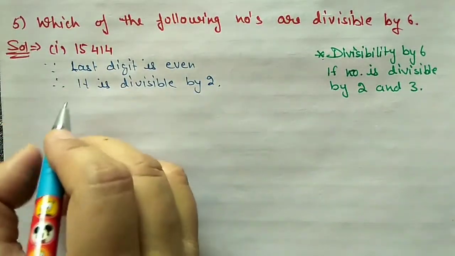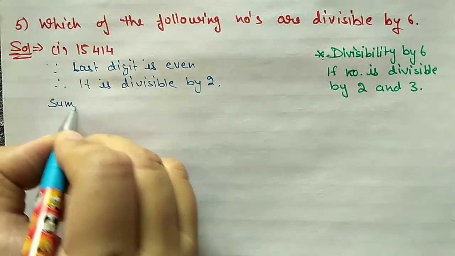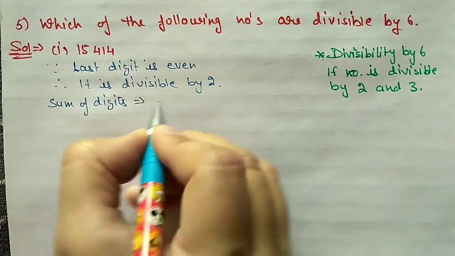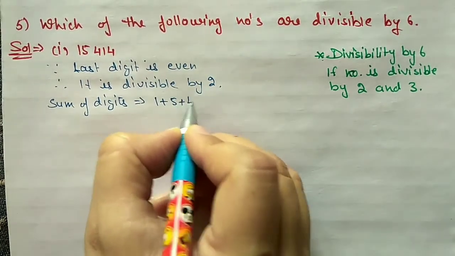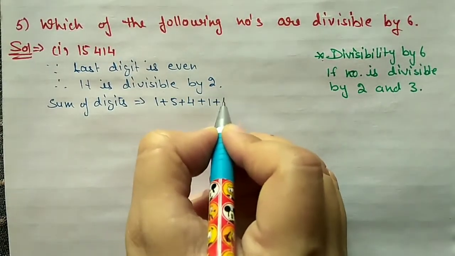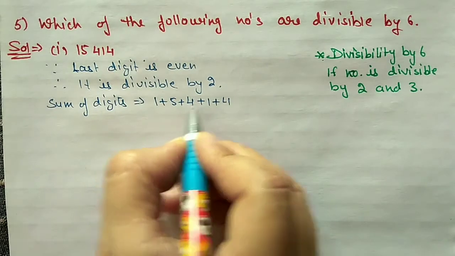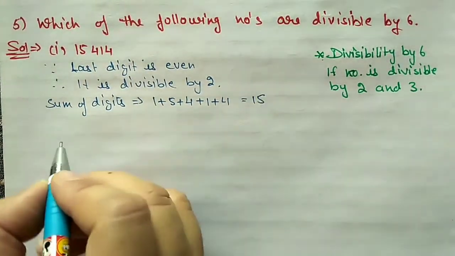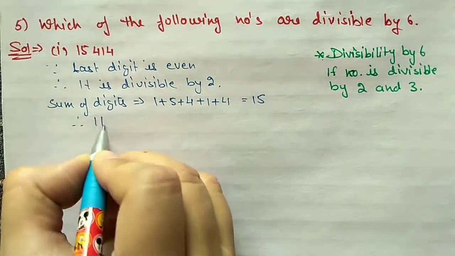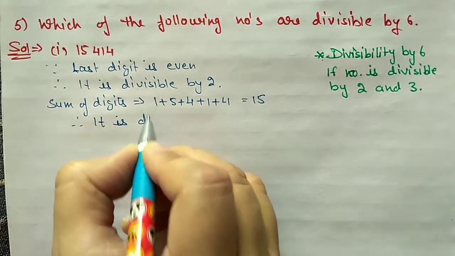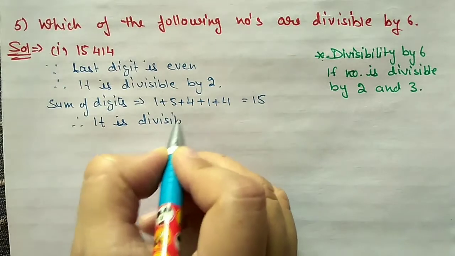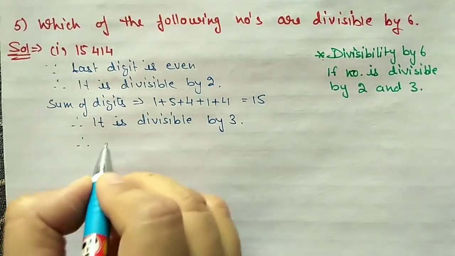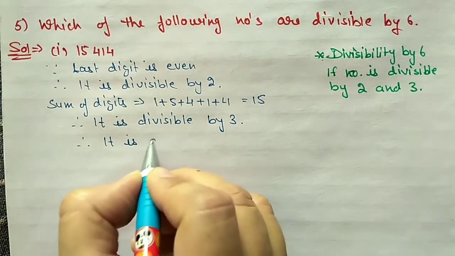Now we will do the sum of these digits: 1 plus 5 plus 4 plus 1 plus 4. So 6 plus 4, 10, 11 and 15. So 15 is coming in 3 table. So we can say therefore it is divisible by 3 also. So we can write therefore it is divisible by 6.